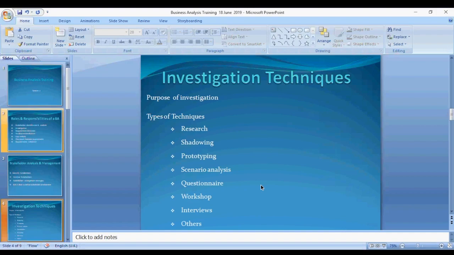Then I will move on to investigation techniques. Now that you've identified your stakeholder, you can begin to gather your requirements. But the first thing is, what is the purpose of the investigation? The purpose of the investigation is to investigate the business situation. What are the problems they are trying to rectify? Or is there any area of concern that you need to look into, or you can use this opportunity to identify any weakness within the business or in the process or in the system?